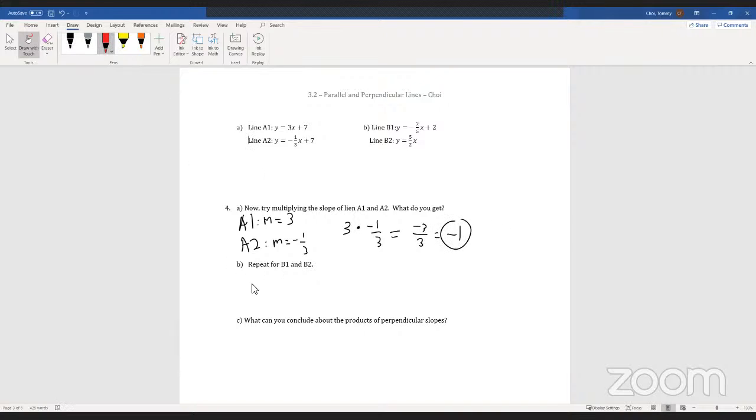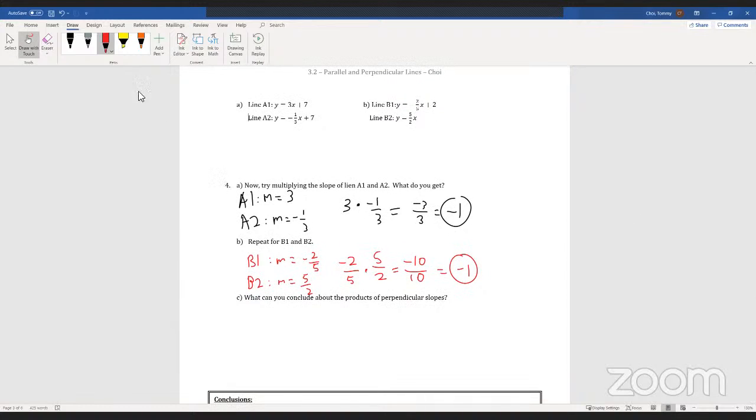Let's try the same thing for B1 and B2. For B1, the slope is -2 over 5. For B2, the slope is 5 over 2. And when we multiply these together, I get -10 over 10, which also equals -1. Interesting. Which means, what is the final rule for perpendicular slopes?